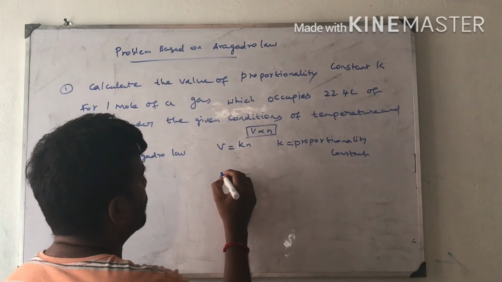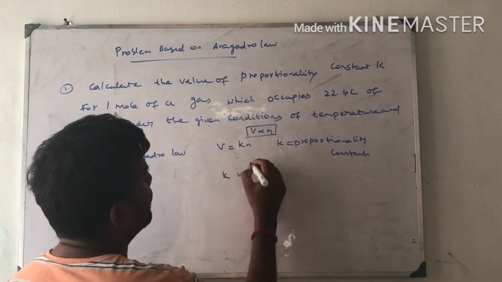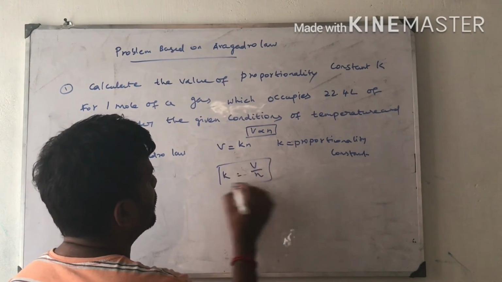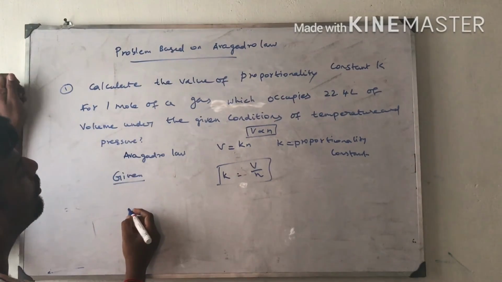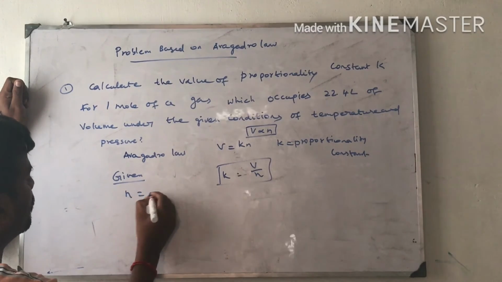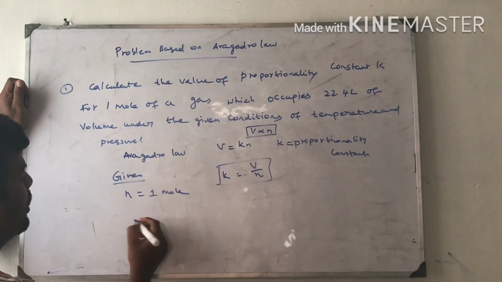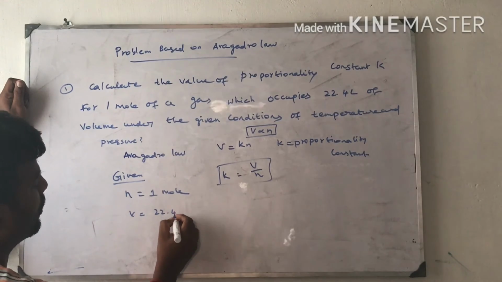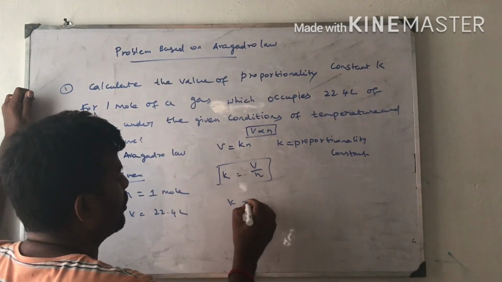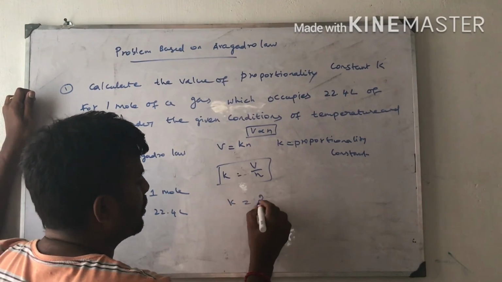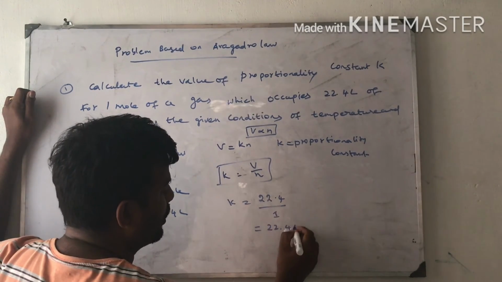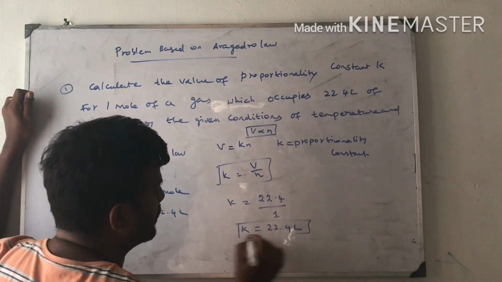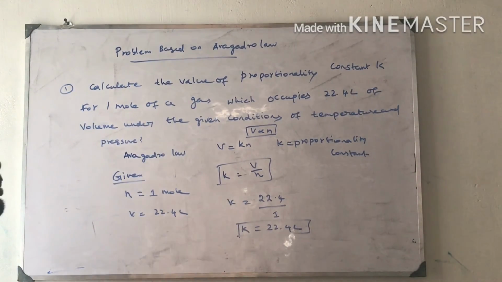So we have to substitute here. K we want means V by N. First you write given terms. What are the things given? How many moles? N is equal to 1 mole. What is the volume given? 22.4 liters. Substitute here: 22.4 by 1 is equal to 22.4 liters. So K value, proportionality constant, is 22.4 liters.